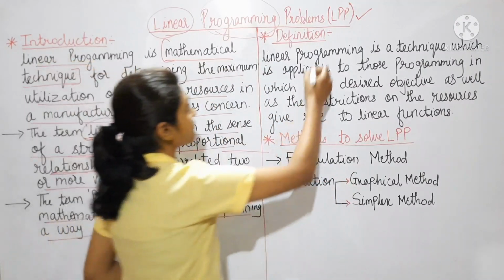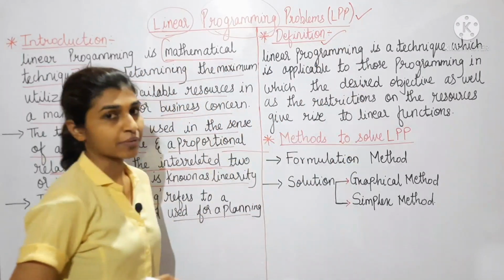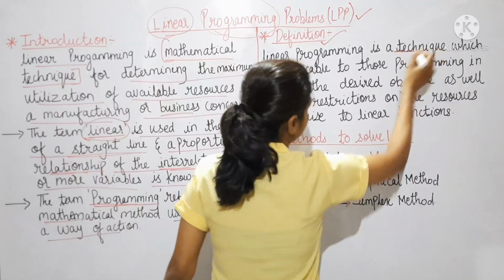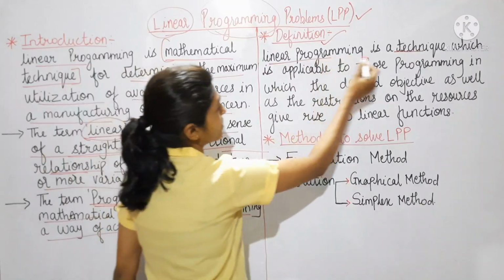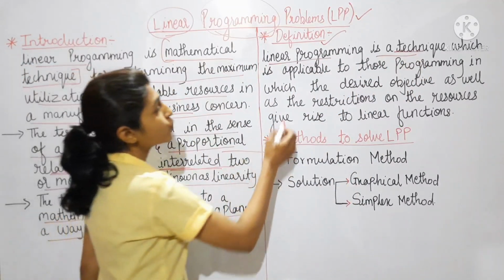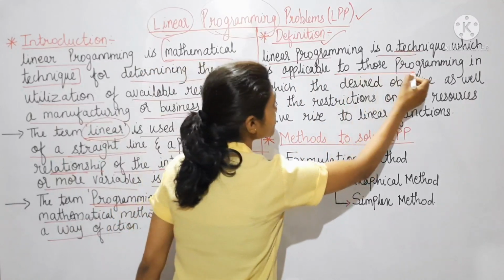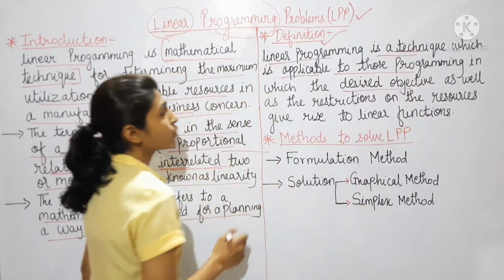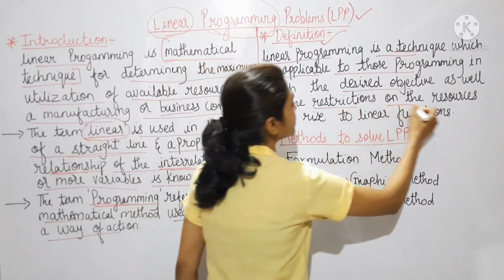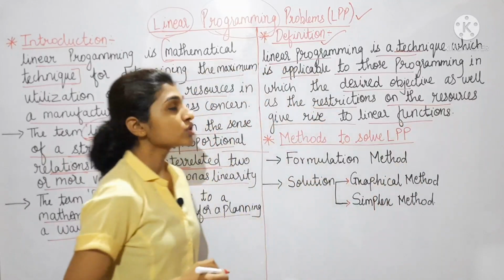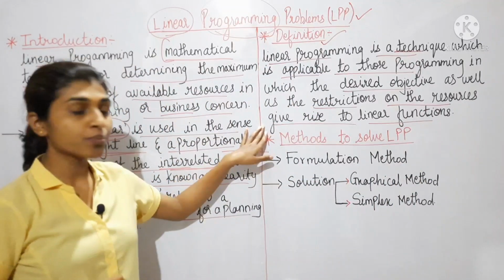Next we'll see the definition of linear programming. So linear programming is a technique which is applicable to those programming problems in which the desired objective as well as the restrictions on the resources give rise to linear functions. So this is the definition of linear programming.